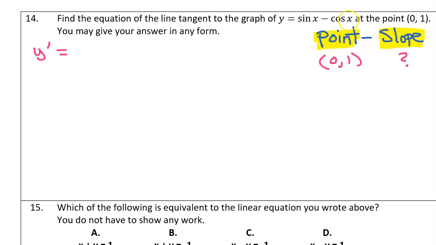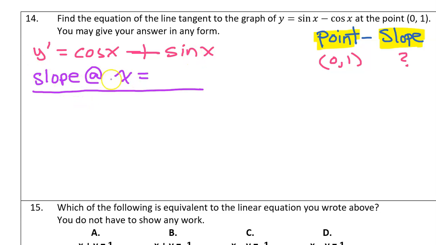So the derivative of this function, taken one term at a time: the derivative of sine is cosine. And then the derivative of cosine is negative sine. But minus a negative is addition, so I'm just going to have cosine plus sine. So this is the derivative.